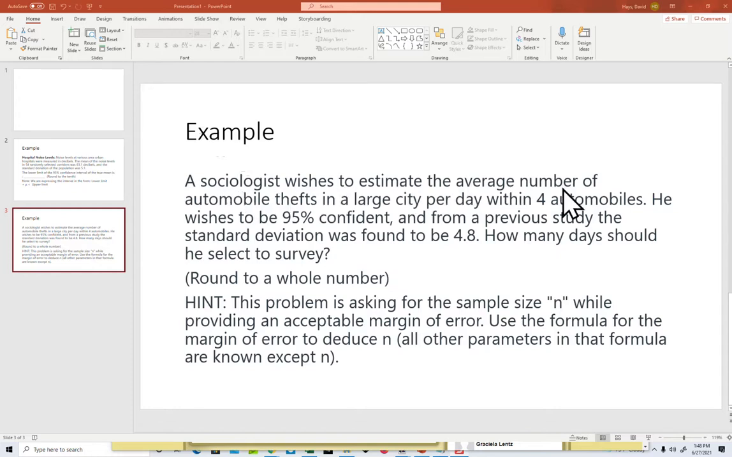A sociologist wishes to estimate the average number of automobile thefts in a large city per day within four automobiles. He wishes to be 95% confident. From a previous study, the standard deviation is found to be 4.8. How many days should he select to survey? So this is asking us for a sample size, and this tells you this down here.